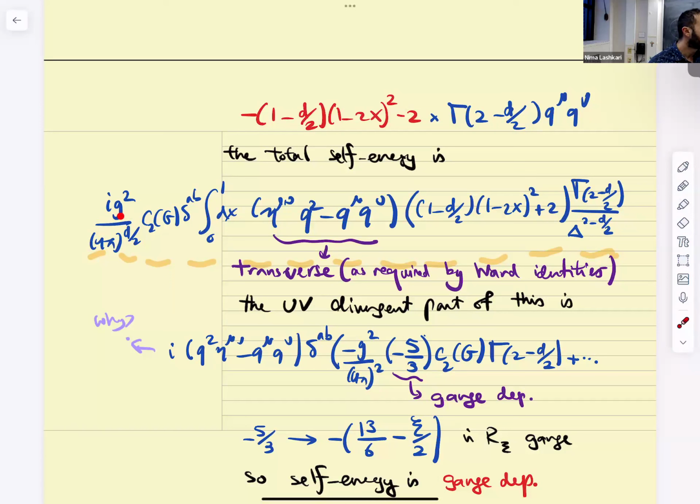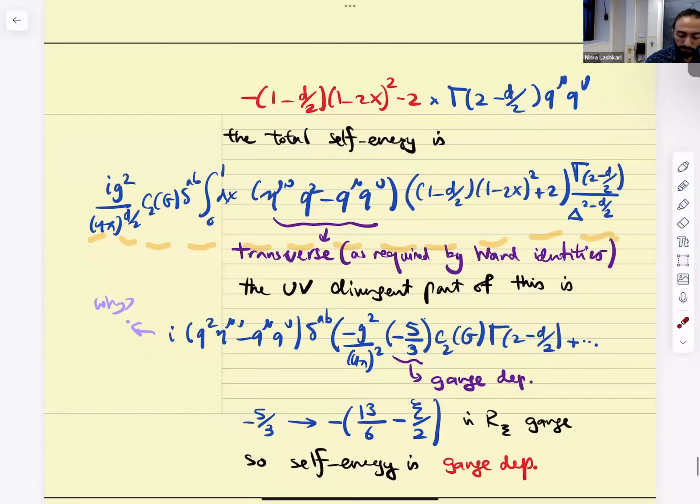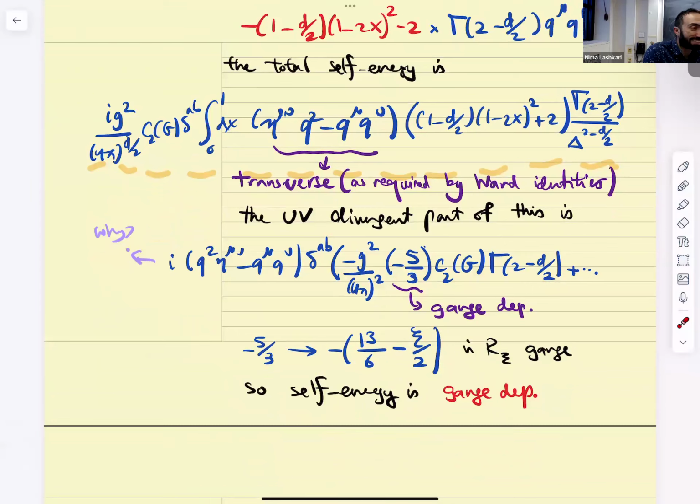i g squared, because it's one loop, delta AB. Hopefully you remember why this should be proportional to delta AB. This form is guaranteed. This means it's transverse. This is the coefficient, gamma of 2 minus d over 2, and then this guy. If you go back to the QED calculation, this part is present, appropriate parts of it. This is also a QED calculation. Just put the abelian answer in there.